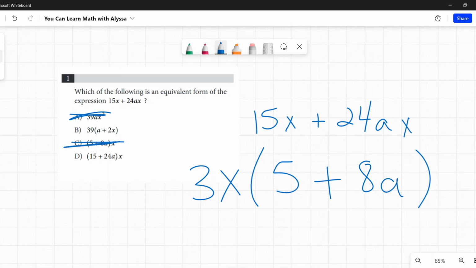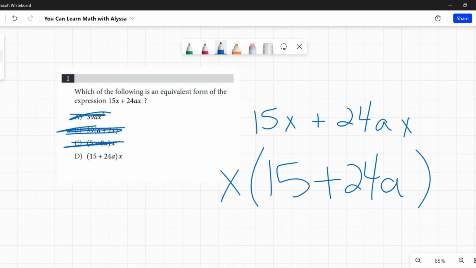That one's not right. This one up here, can you pull out a 39 out of 15 and 24? No. That leaves D. D is our only option, so what did they do with D? They didn't pull out the 3. They did not pull out the greatest common factor. They only pulled out the x. So that 15 stayed in there and that 24 stayed in there. They only pulled out the x.